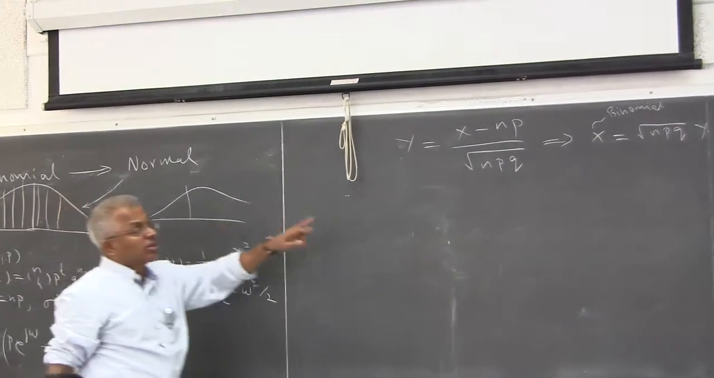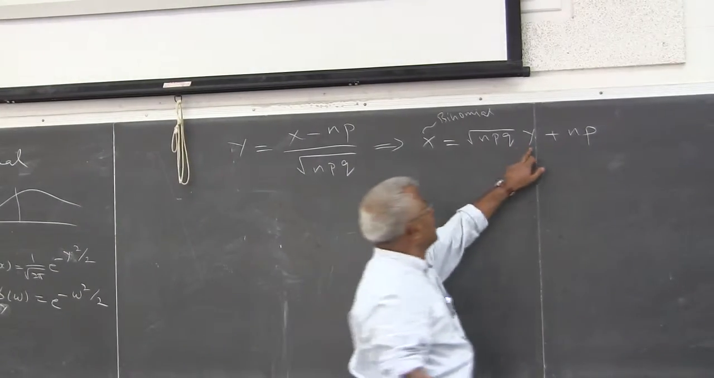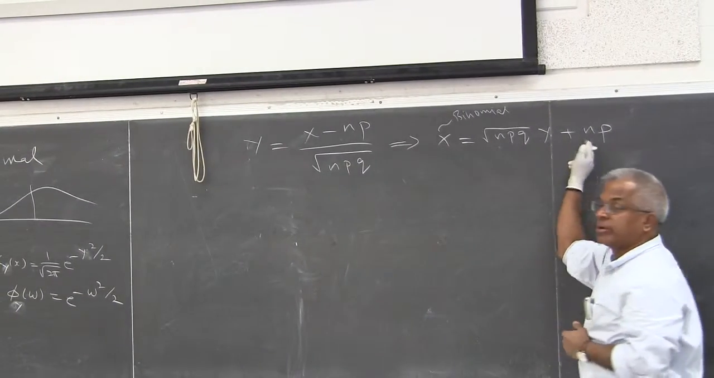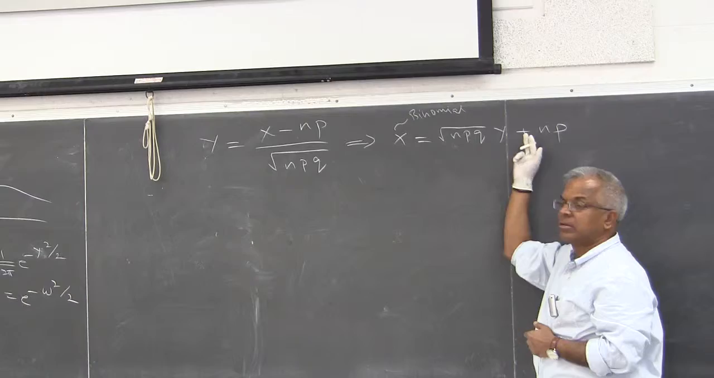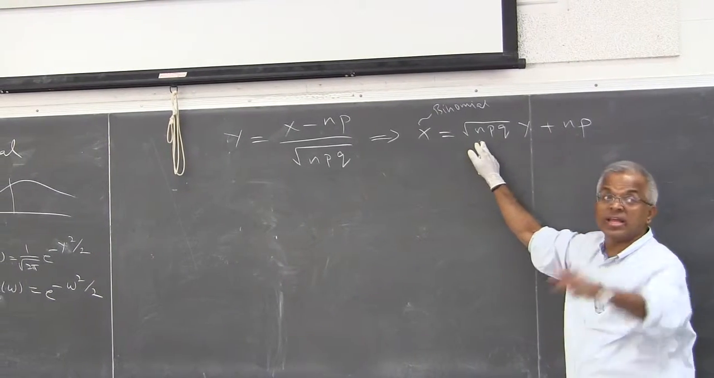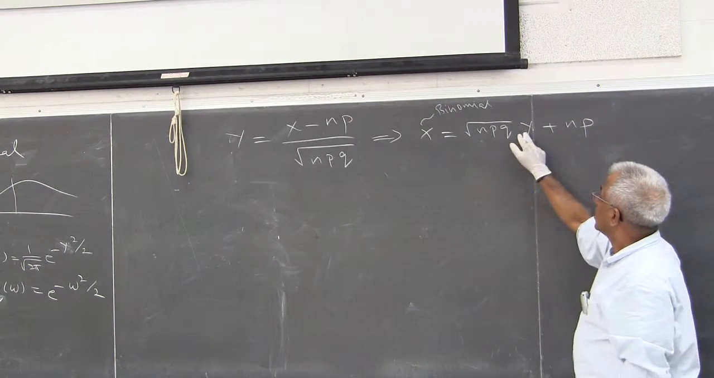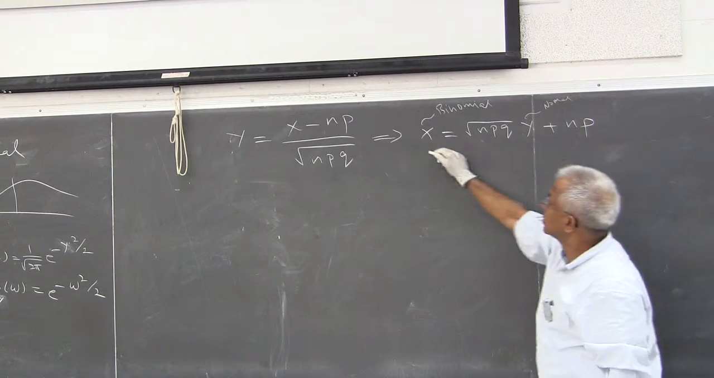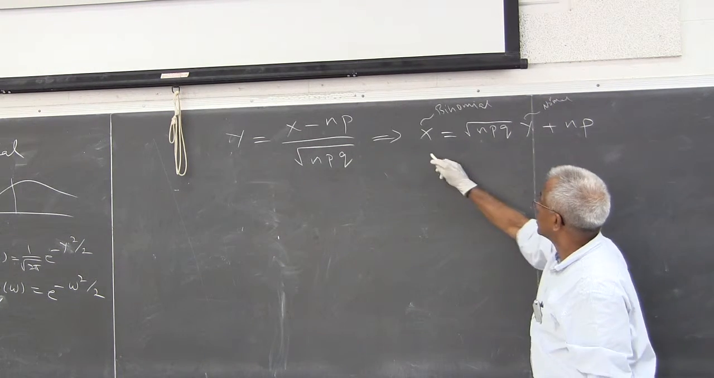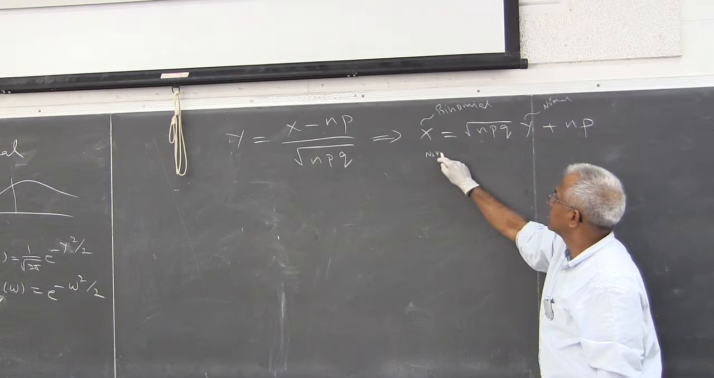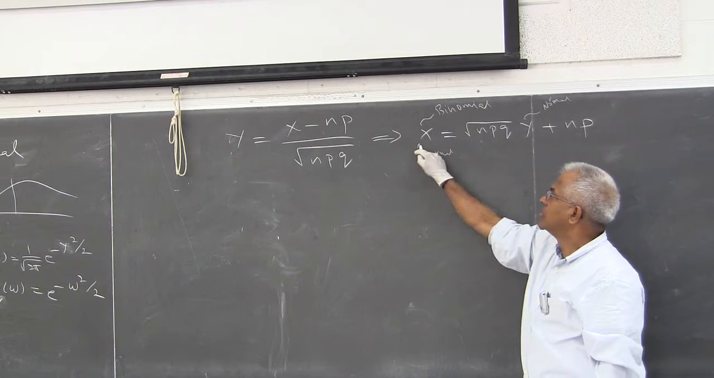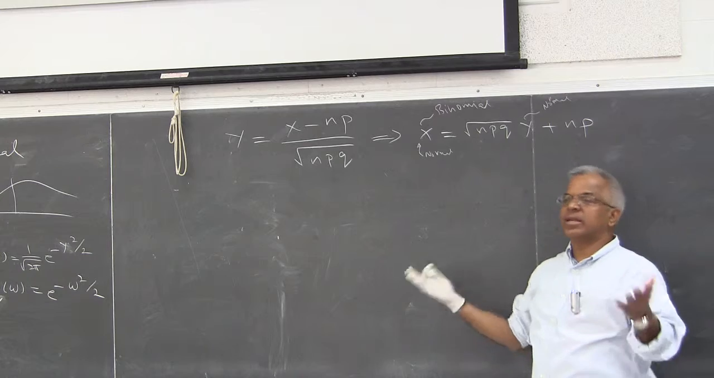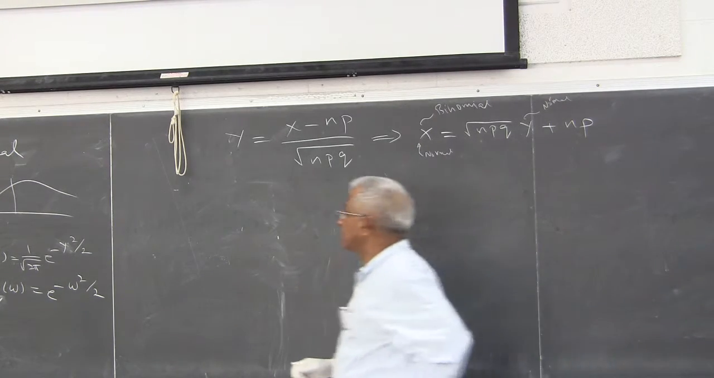Then the logic is this way. If y is normal, then X is normal, because I'm only doing a linear transformation, right? I'm just adding a constant and scaling it. And we already saw that if this is normal, then this has to be normal, right? Under those conditions. So that's the way the proof goes. Of course it is not directly obvious, so something needs to be done.